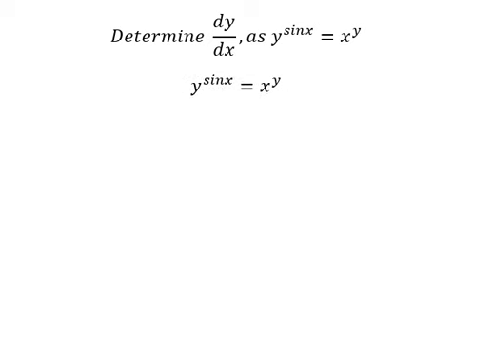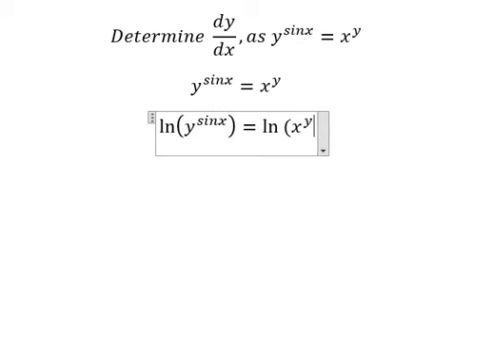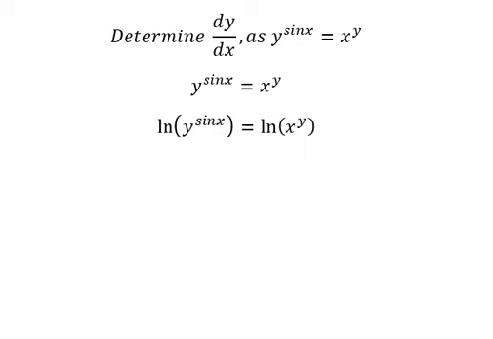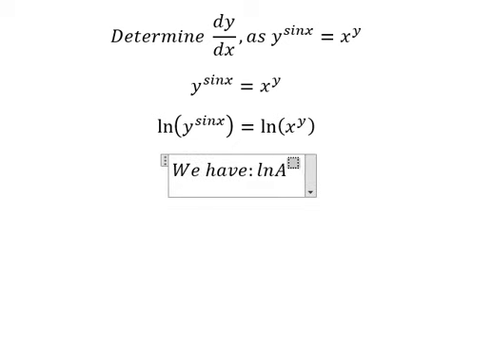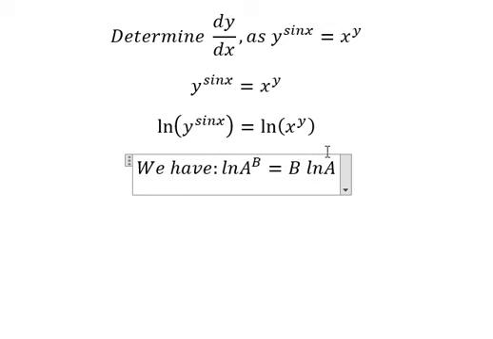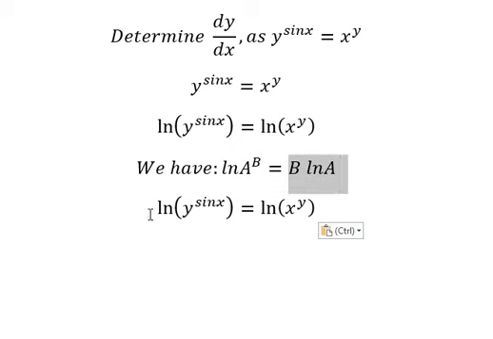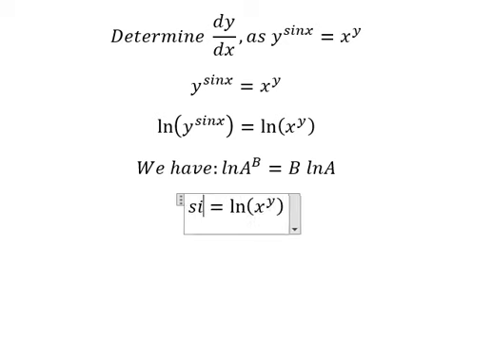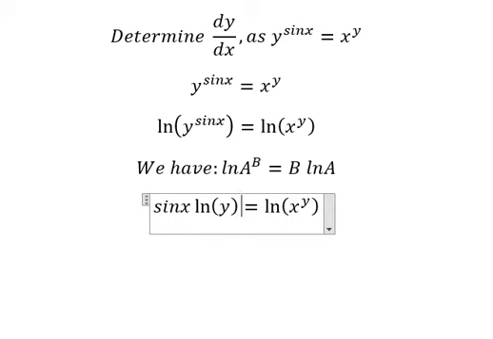We put natural log for both sides. Next, we have the formula in here. Next, we need to transform this one into this one, and this one should be like this, and this one should be like this.